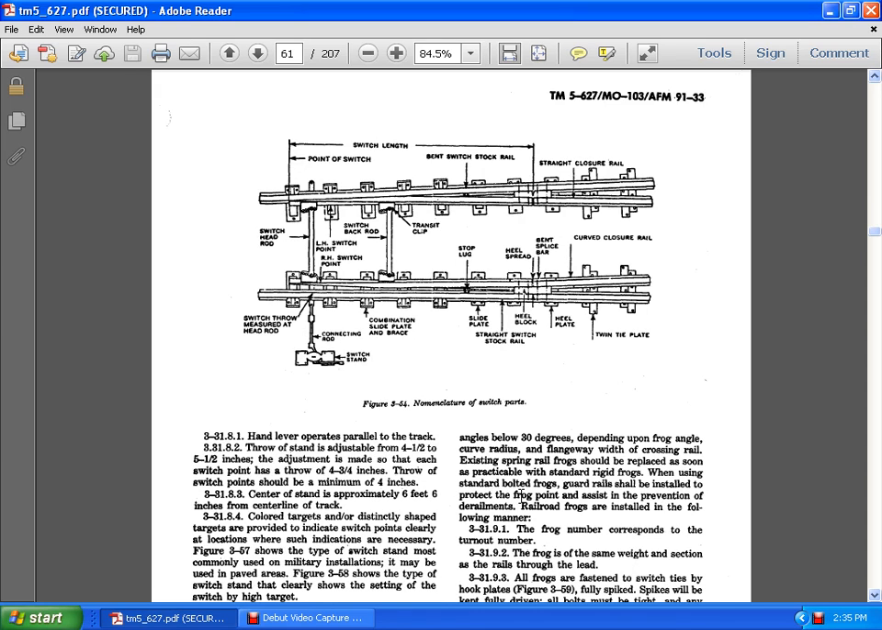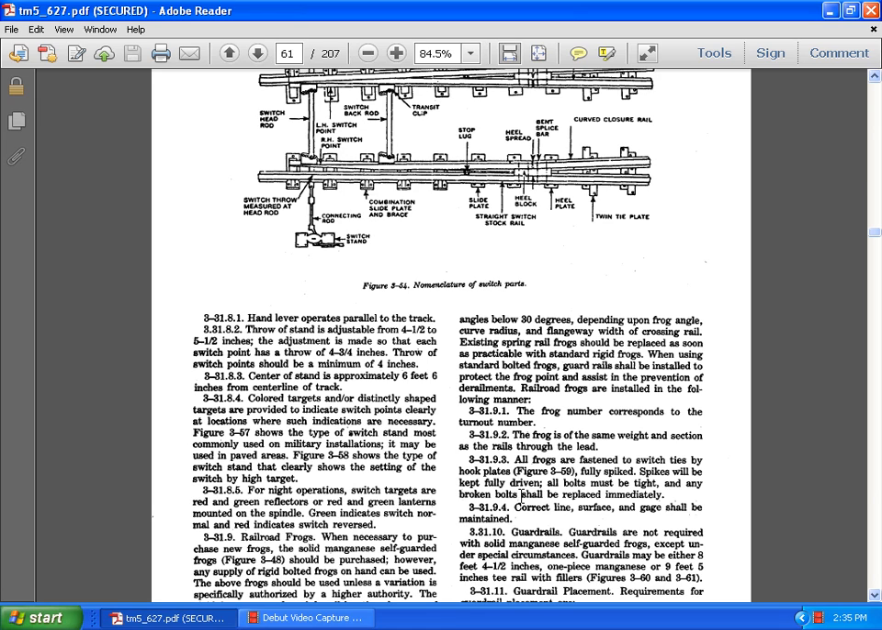The center of the standard stand is approximately 6 feet 6 inches from the center of the track. Colored targets that are distinctively shaped are provided to indicate the switch points clearly, and their location is indicated in the necessary figure. Figure 3.57 shows the type of switch stands most commonly used in the military. It may be used in paved areas. Figure 3.15 shows another type of switch stand. It clearly shows the setting of the switch by the high target.